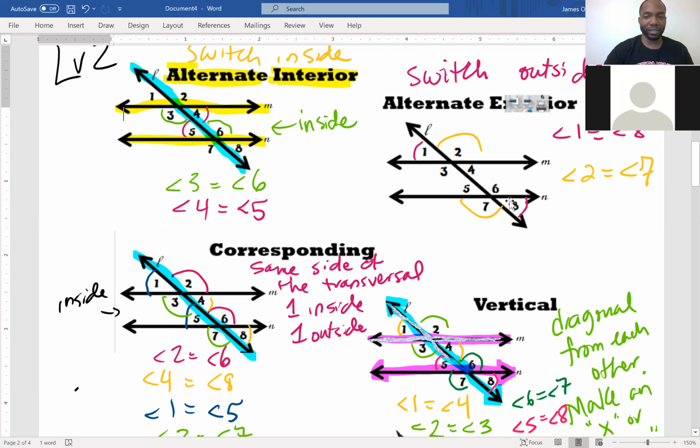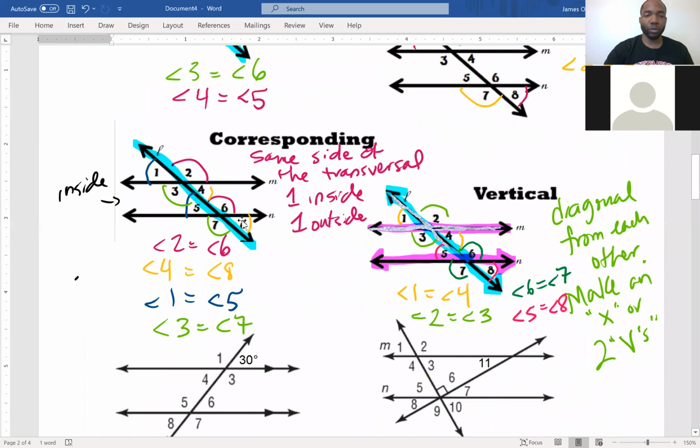If the A's are on the outside of the parallel lines switching across the transversal, they are alternate exterior. Switching across the transversal on the outside, the O's are alternate exterior. Level 2, if the O's are on the same side of the transversal, but one outside and one inside, we're now calling them corresponding. These A's are corresponding, these O's are corresponding. And lastly, if we have O's diagonally across from each other, they're vertical. These O's are vertical, these A's are vertical.